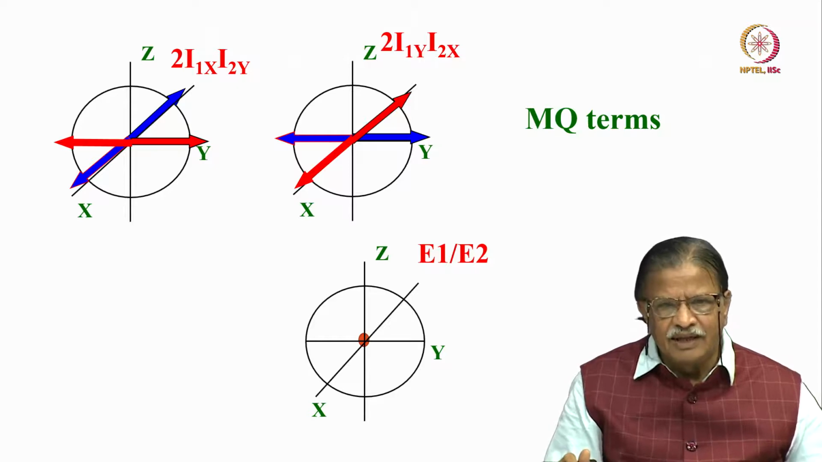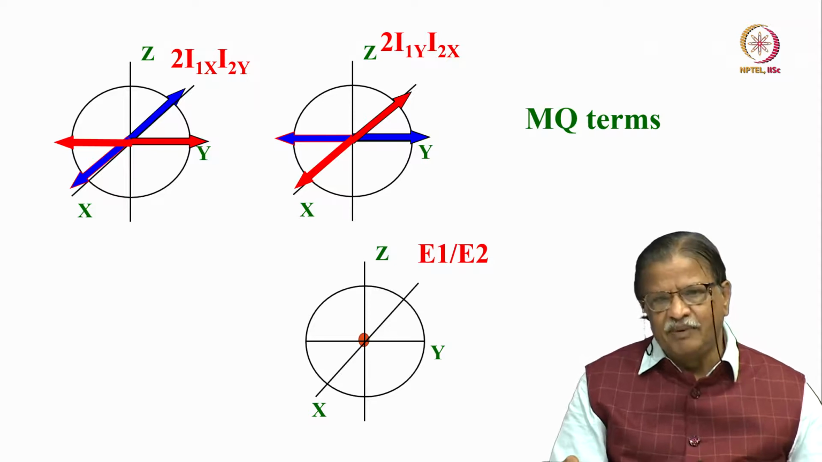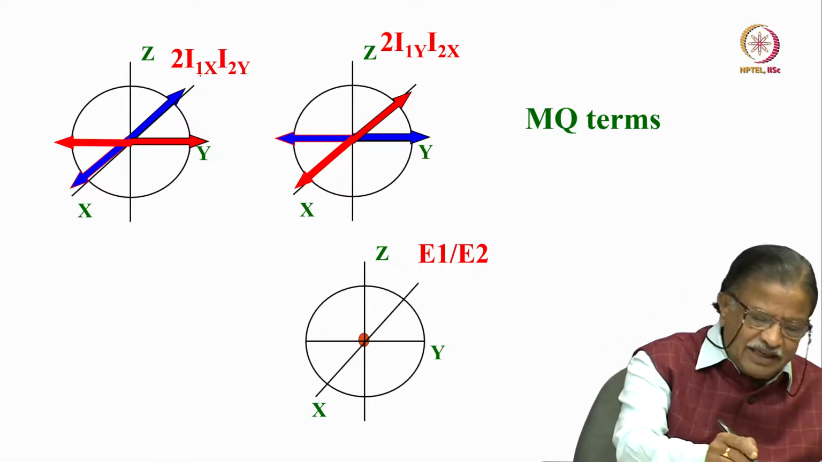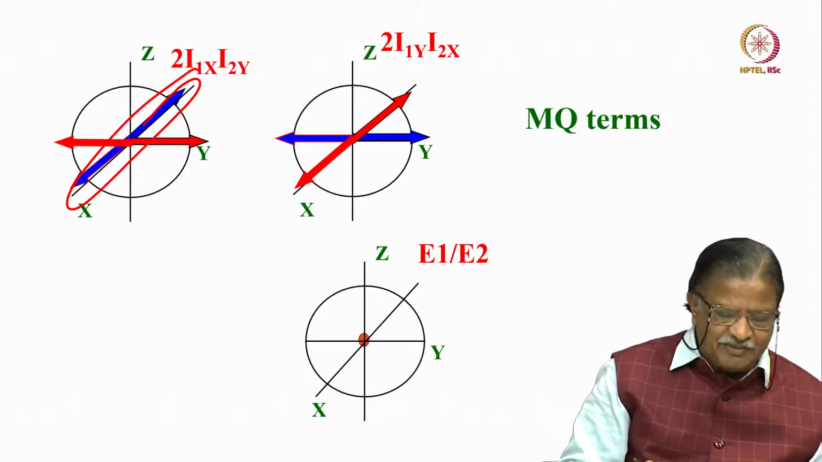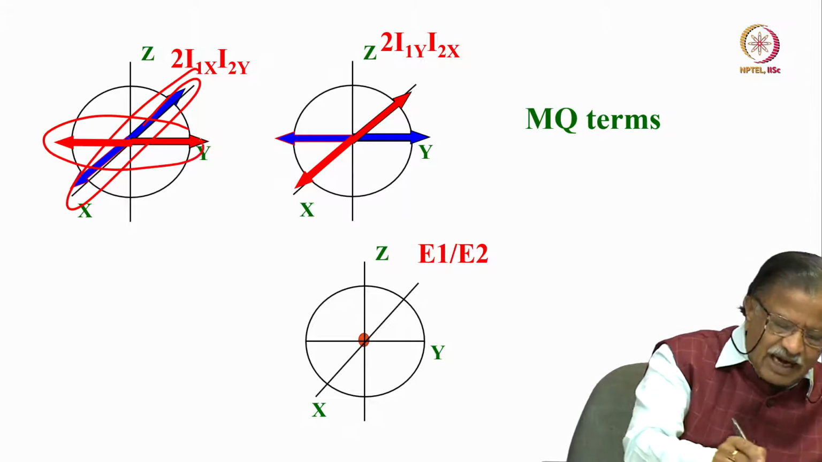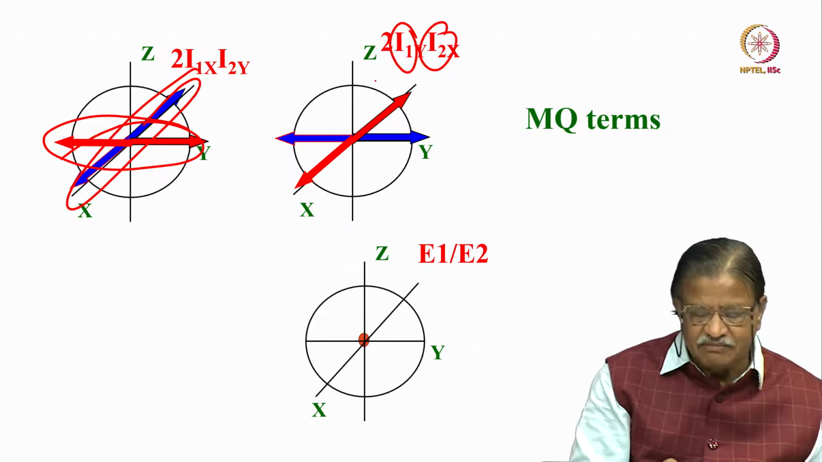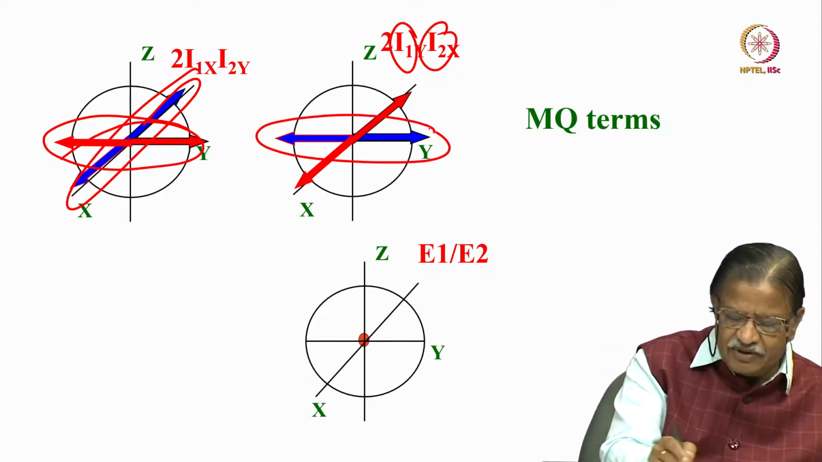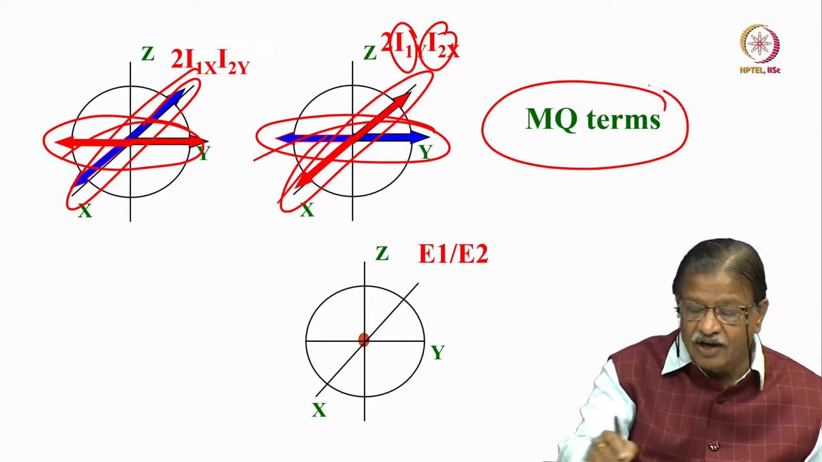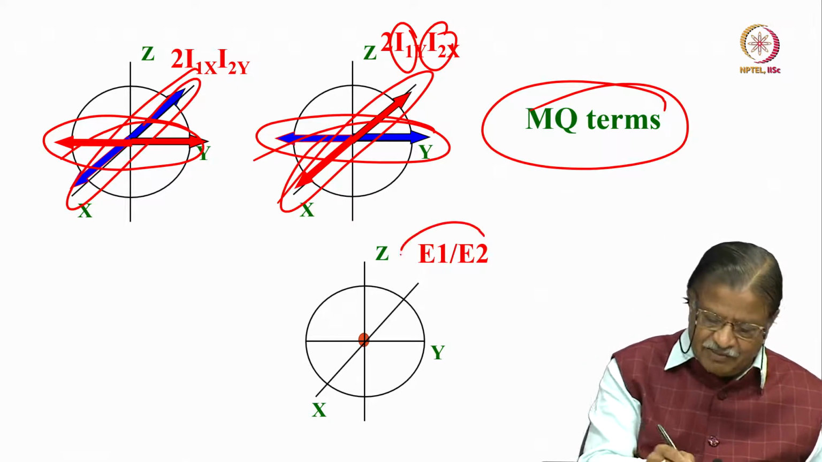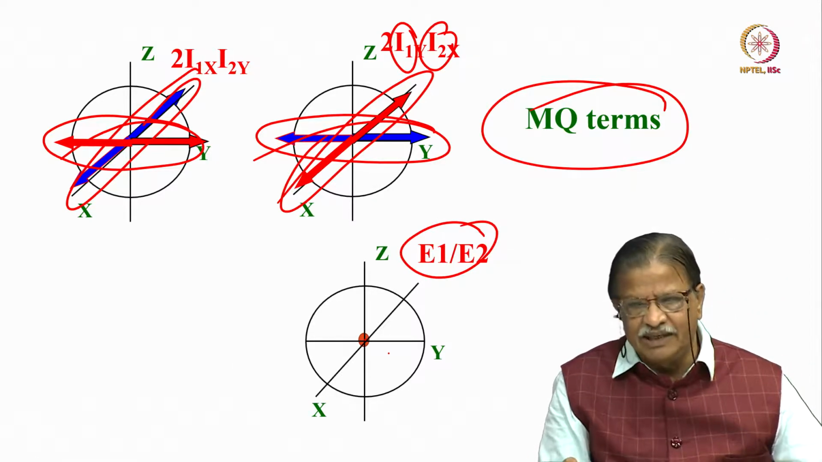So now continuing further, I can write 2 I1x I2y. That means for spin 1, the x vectors are opposite, antiphase, whereas for spin 2, they are antiphase along the y axis. Similarly, 2 I1y I2x: spin 1 is antiphase along the y axis, spin 2 is antiphase along the x axis. All these are called MQ terms. E1 and E2 is nothing but just a vector representation for mathematical operation. This is diagrammatically represented like this.